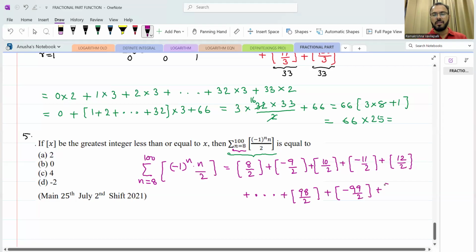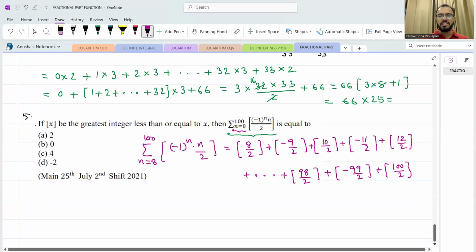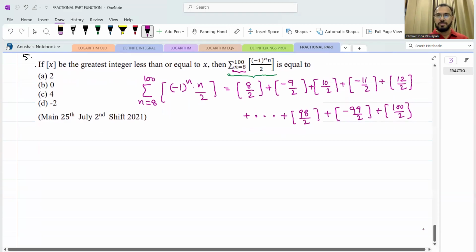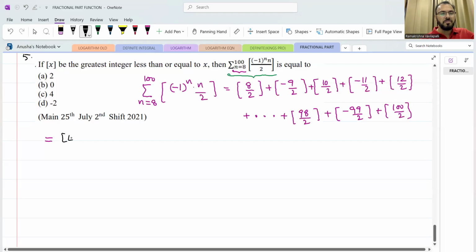Plus integral part of 100 by 2. Okay, so we have listed out all possible terms. Now we'll write those individual values. The very first one, integral part of 8 by 2, is nothing but integral part of 4.